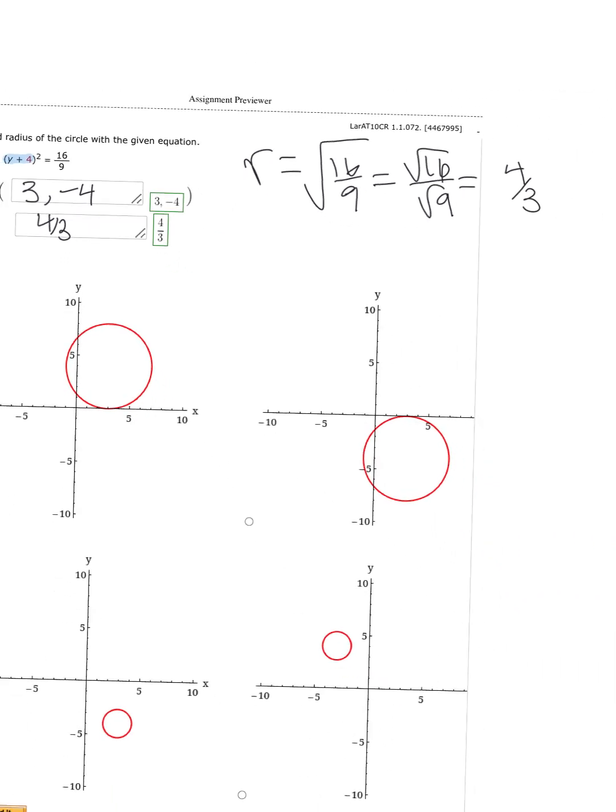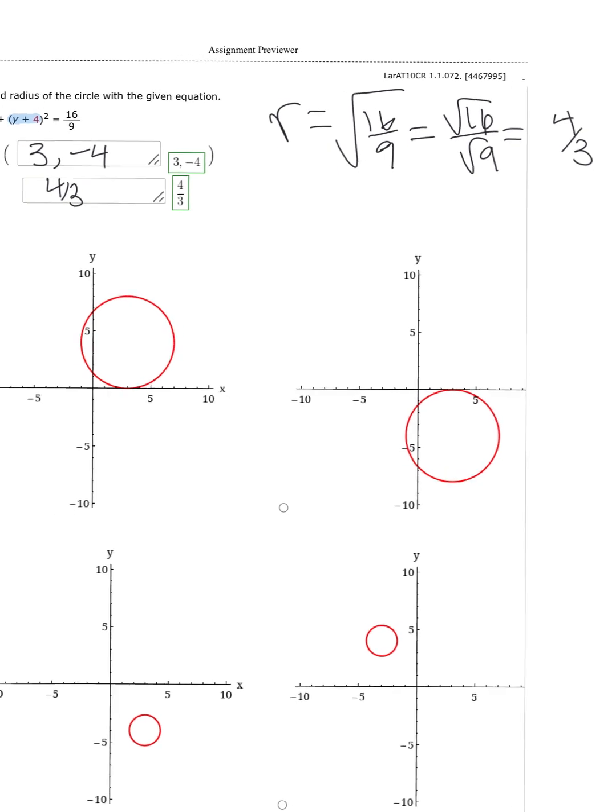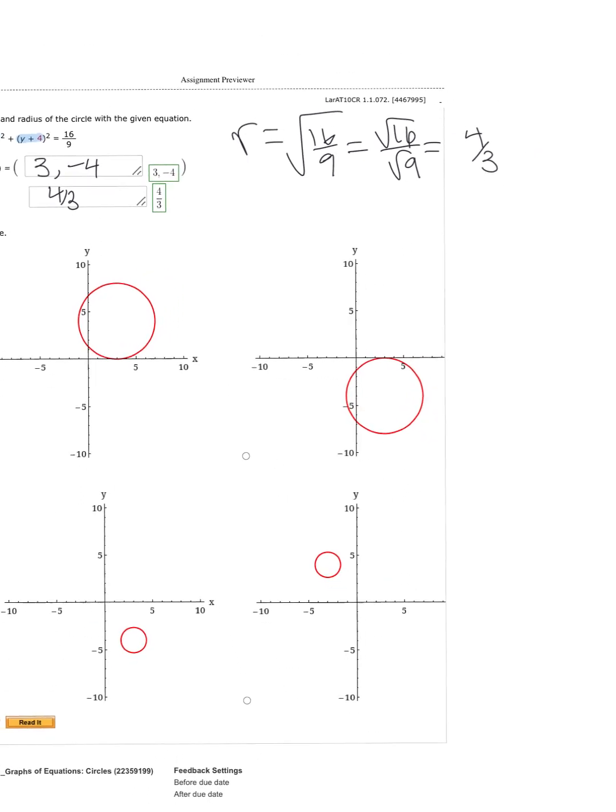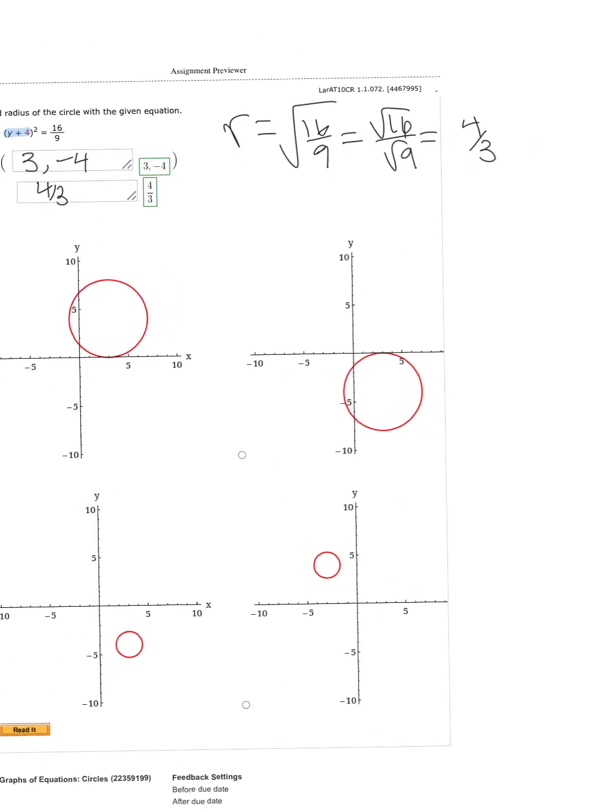So (3, -4) would be located in this quadrant, but we want the radius to be 4/3, right? And so this radius would be too big because this radius looks like it's probably 3. And this looks a lot smaller, so I would choose that one.